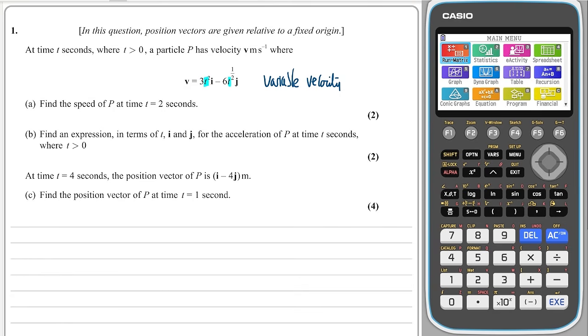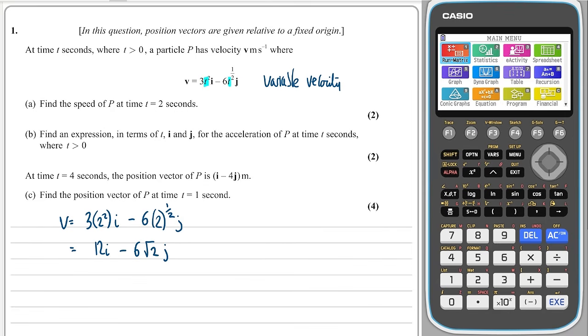Find the speed of p at the time when t equals 2. So I can find the velocity first by substituting in 2. So I'm going to get 2 squared i minus 6 times 2 to the power of a half j. So this is going to give me 12i, and it's going to give me minus 6 root 2 j.